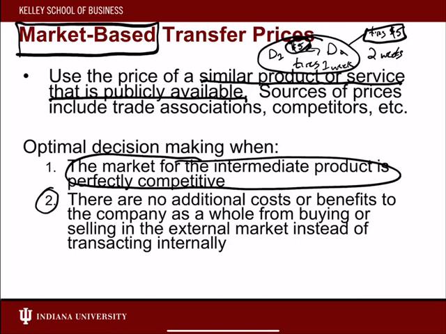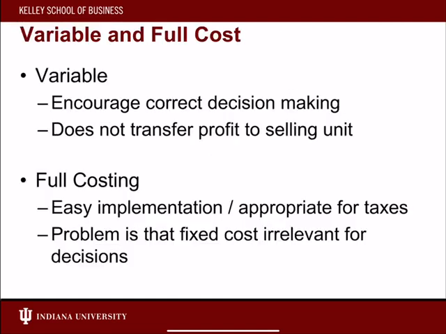So we always want to think about these other costs and benefits, if there is some sort of cost or benefit from buying inside the firm compared to transacting externally. But if there aren't any additional costs or benefits, and it's a completely competitive market for this product, then we should always use market-based transfer prices, because that really will force Division 1 and Division 2 to make the best decisions, knowing that there's this competitive market out there.